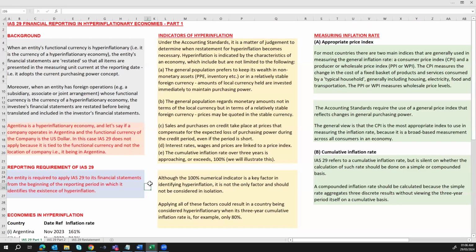So we have an example to illustrate this. Although the 100% numerical factor is a key factor in identifying hyperinflation, it is not the only factor that we should consider. All right, so applying all these factors could result in a country being considered hyperinflationary when its 3-year cumulative inflation rate is, for example, only 80%. All right. So how do we measure inflation rate?